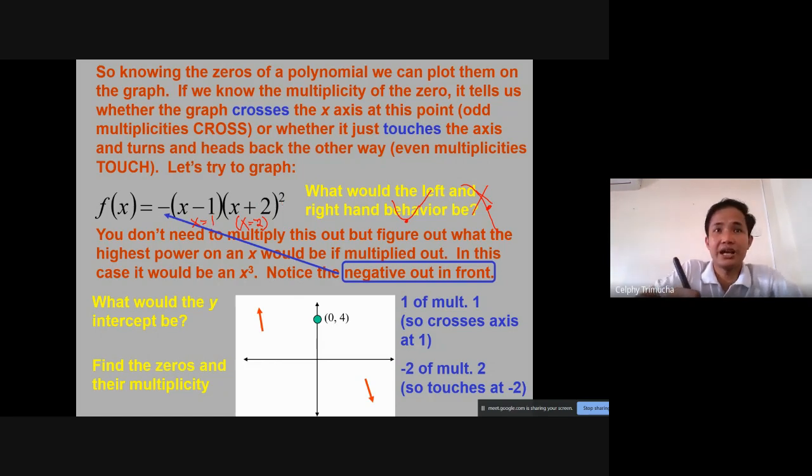So for 1, the exponent is only 1, so it crosses the x-axis. Next, the exponent for the zero -2 is 2. The exponent is even, so at that point, it touches at -2.